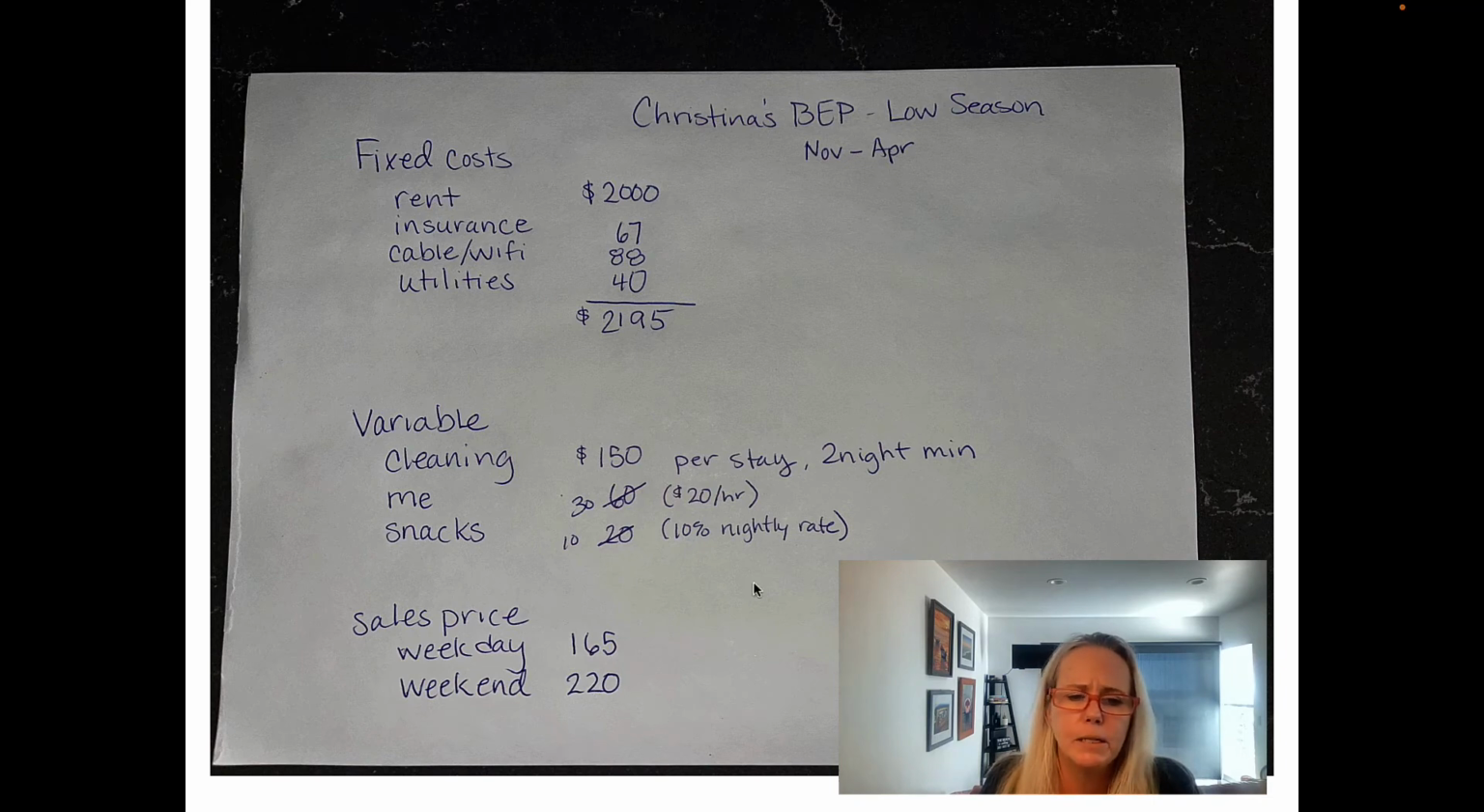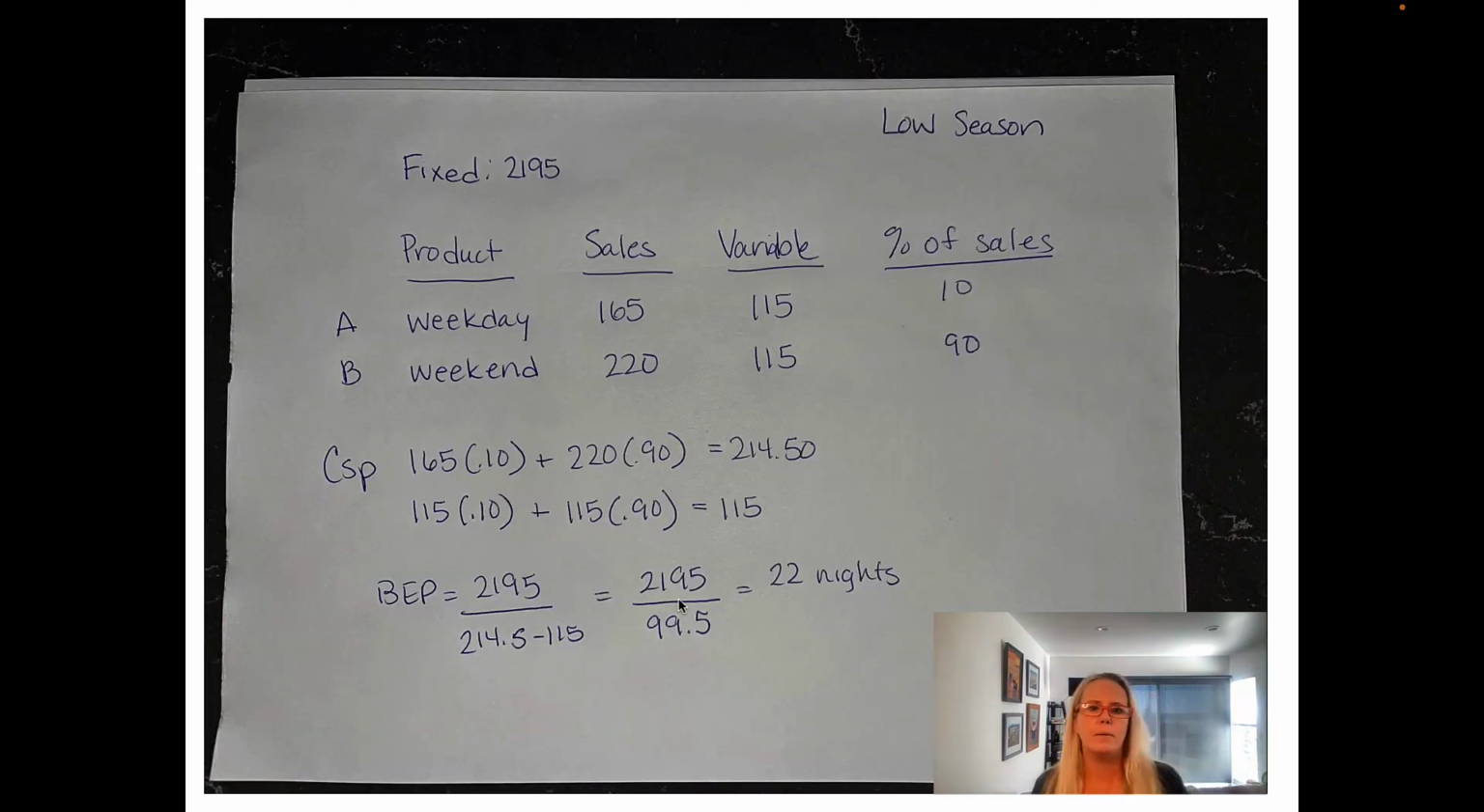In my low season, my weekly sales price is $165 and weekend is $220. Calculate my break even. So usually in the low season, my weekday is about 10% of my sales and my weekends are 90%. November through April is generally strictly just weekends with some allowances for the holidays. But like I said, I want to be conservative in this estimate.